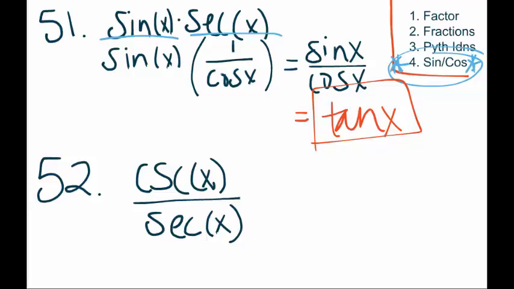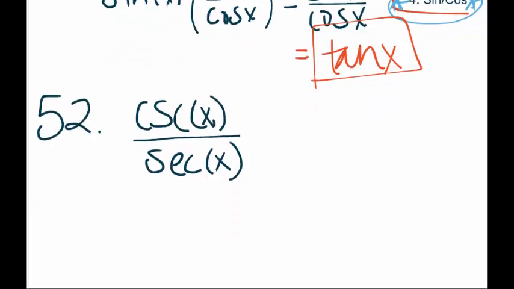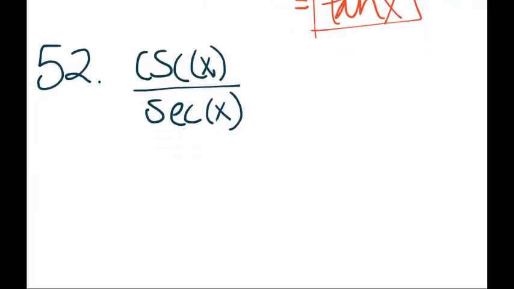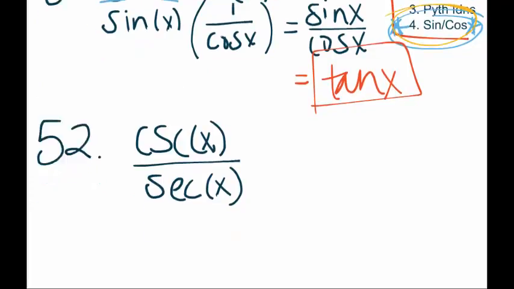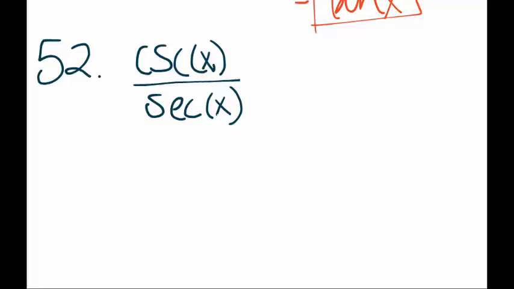We can do the same thing with 52. I have this fraction that says cosecant of x over secant of x. Well, right now there's really nothing we can do. There's no factoring, there's no fractions to combine, there's no Pythagorean identities with squares or ones. So again, I'm back to this rule of maybe I just need to change it to some sines and some cosines. So we're going to check the back. I'd have to change both of these, but I do know that cosecant is 1 over sine of x.